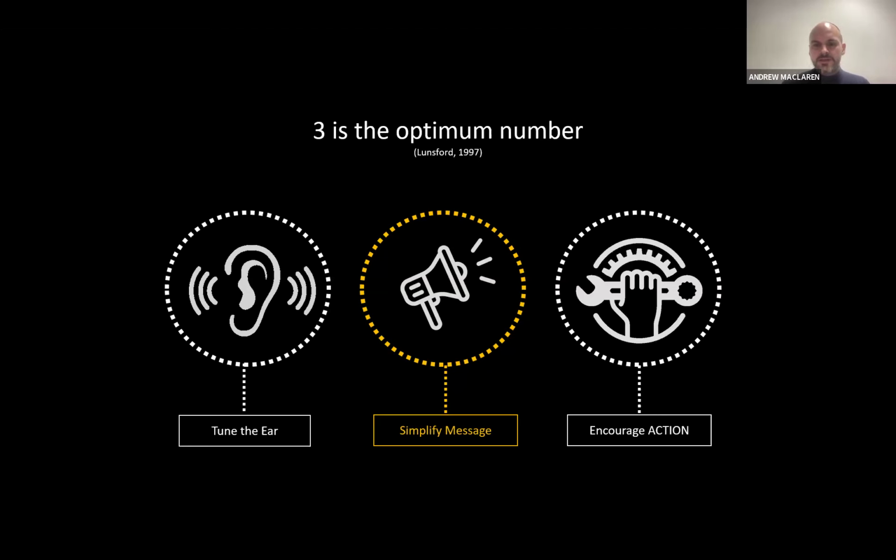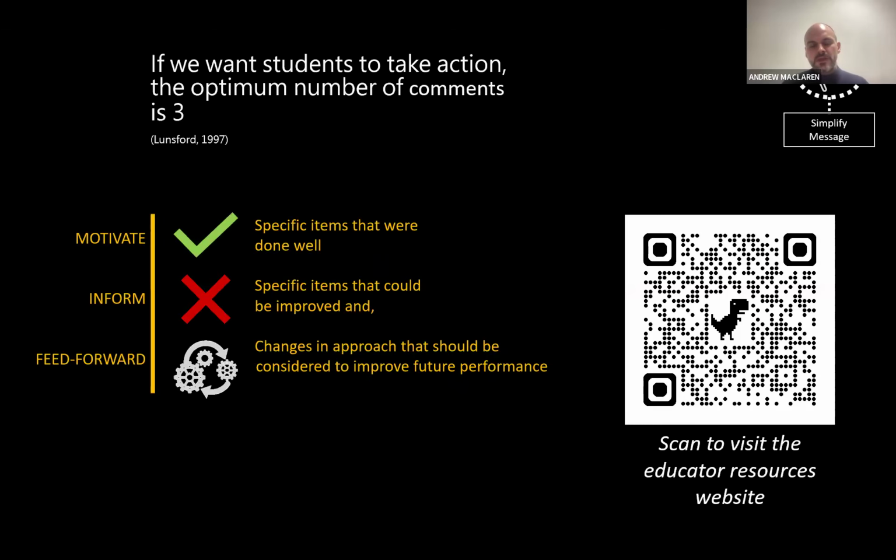It's about curating the things that we want and believe the students can realistically act upon, and packaging them in such a way that increases the likelihood that they will actually take action. And so the action feedback protocol specifies 3 comments in a deliberate order, which are very clearly signposted as such. Literature suggests that 3 is the optimum number.